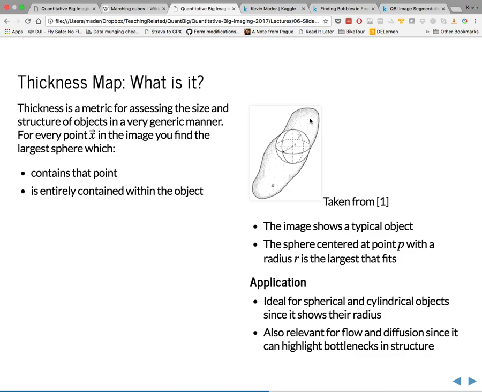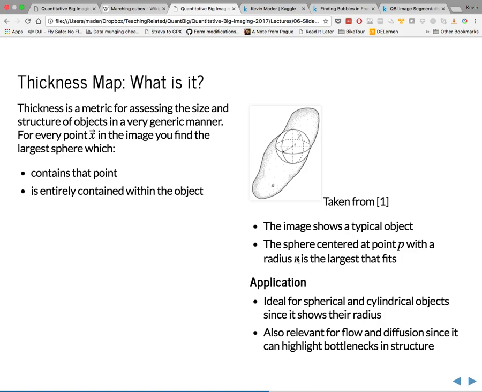And so the image here shows a typical object, maybe a cell or something in 3D. The sphere centered at point P with a radius R is the largest that fits in that region of the object. Where it's very useful is spherical or cylindrical-like objects because it gives you immediately their radius. If we look at how some of the approaches before got the radius, they would take the volume, multiply it by a factor and take the cube root, which is the radius if the object happened to be a perfect sphere.